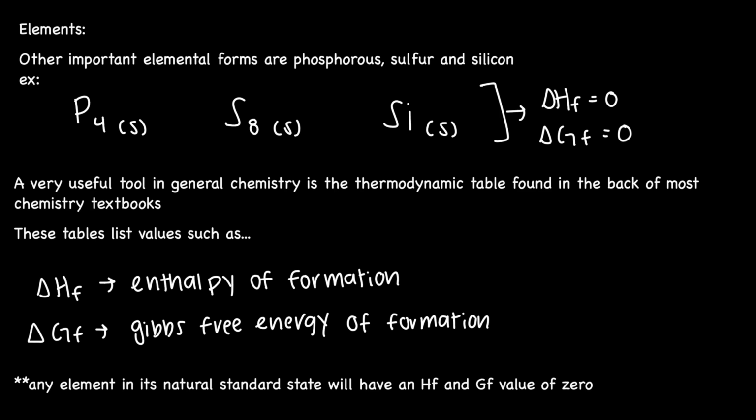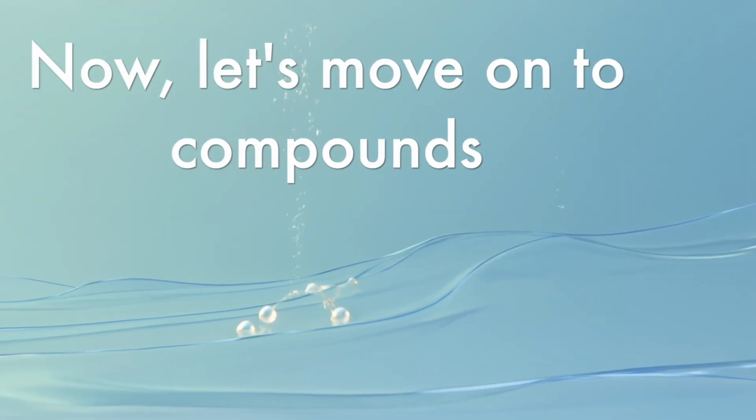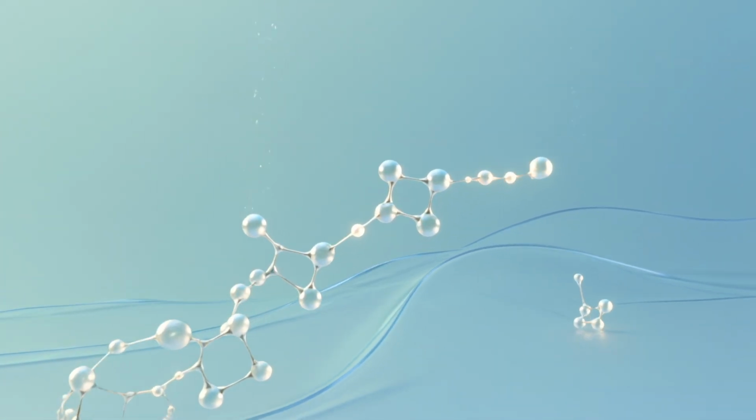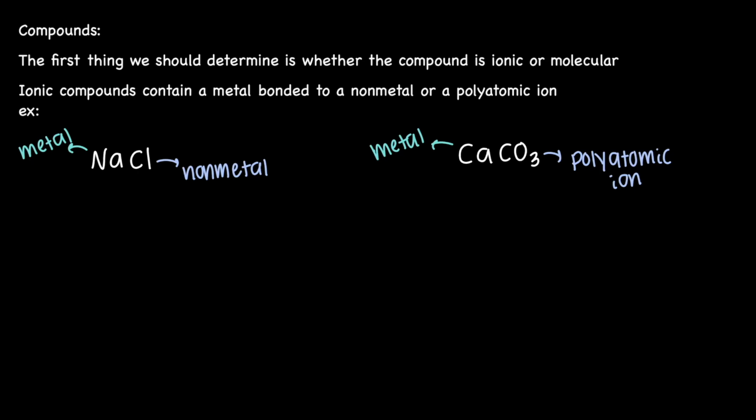For example, phosphorus appears as P4 solid, sulfur appears as S8 solid, and silicon appears as Si solid in their natural standard states. So whenever you are unsure how an element exists alone in a chemical equation, the thermodynamic table can help you determine the correct form and state of matter. Now let's move on to compounds. For compounds, the first thing we should determine is whether the compound is ionic or molecular. Ionic compounds usually contain a metal bonded to a nonmetal, or they contain a polyatomic ion.